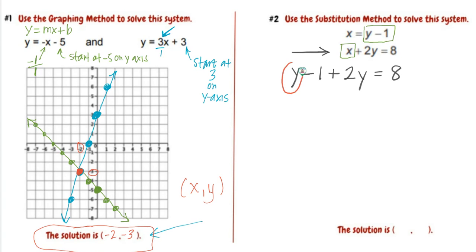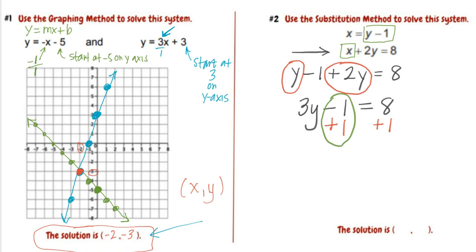And now I'm just going to solve this equation like we solve normal equations. So I'm going to combine my like terms. 1y plus 2y is 3y. I'm going to bring down the -1, bring down the 8, and I'm going to do the opposite. The inverse of -1 is a +1. So the opposite of subtracting 1 is adding 1. And that creates a 0 pair here. And I'm left with 3y equals 9. The inverse of multiplying by 3 is dividing by 3. So I'm going to divide both sides by 3, and y equals 9 divided by 3 is 3.